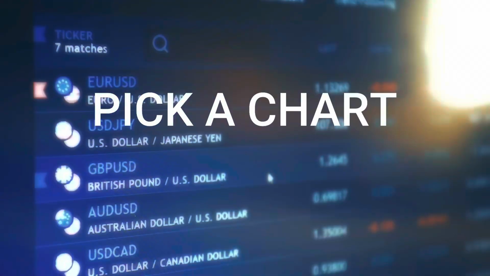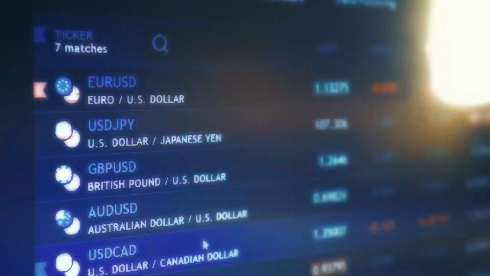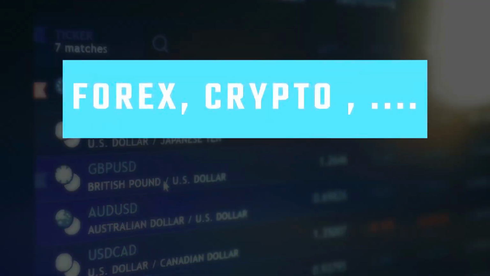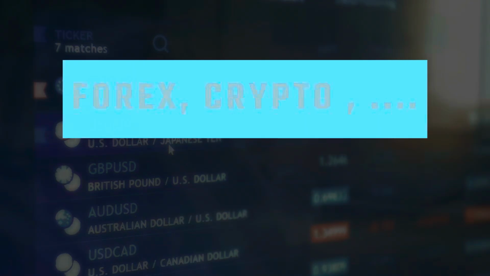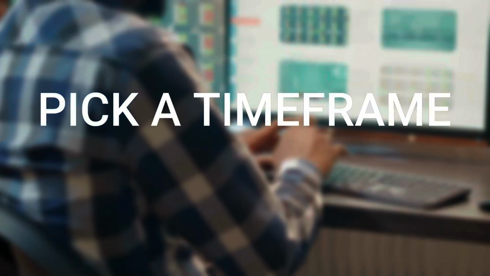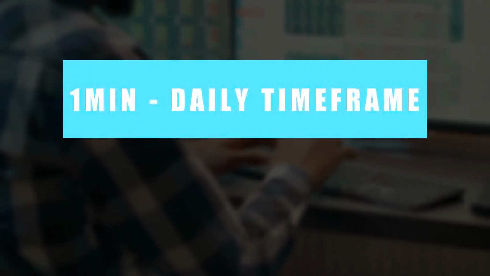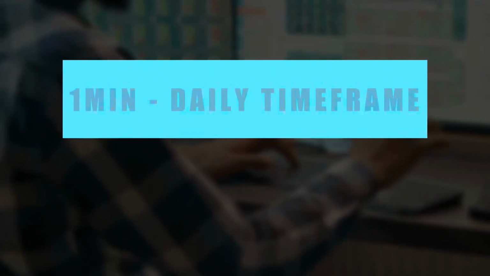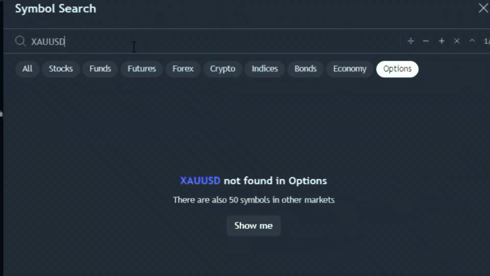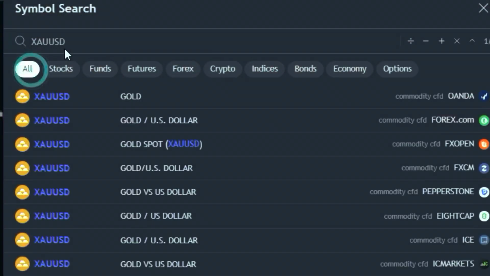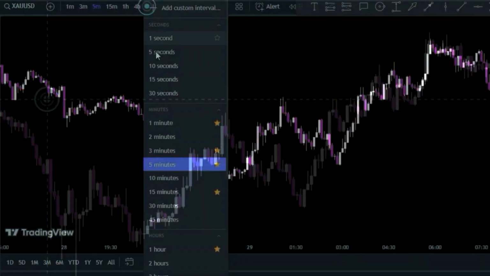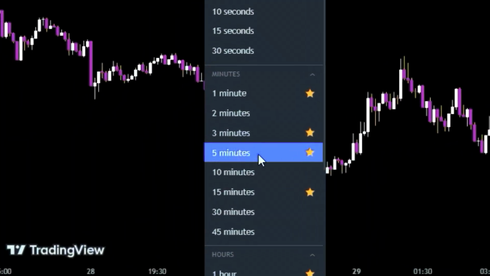Next, pick a chart that suits your style. It can be Forex, crypto, or any other markets you're interested in. Choose a time frame that works for you, anything from a quick 1-minute chart to a more long-term daily chart. Once you've got your chart set up, you're ready to dive into this easy-to-follow strategy that will help you turn a profit using free indicators. So let's jump right in and start making those winning trades.